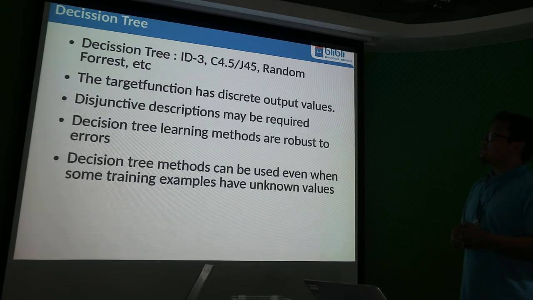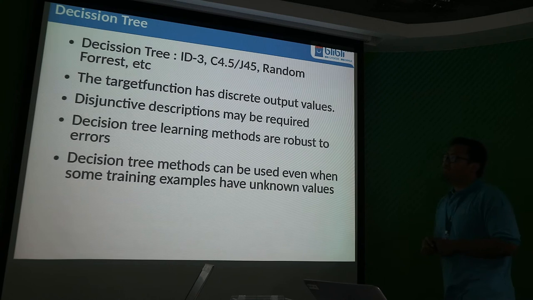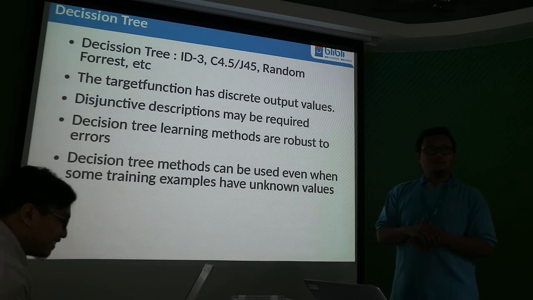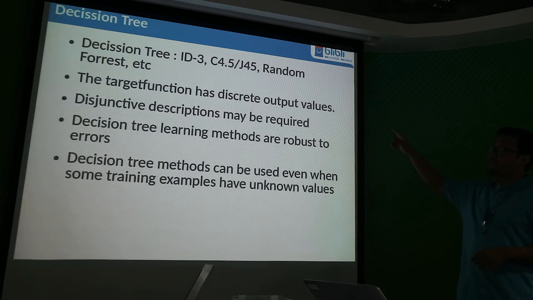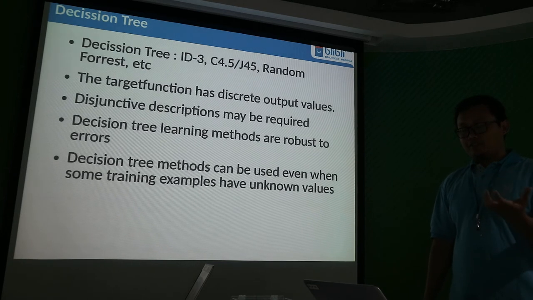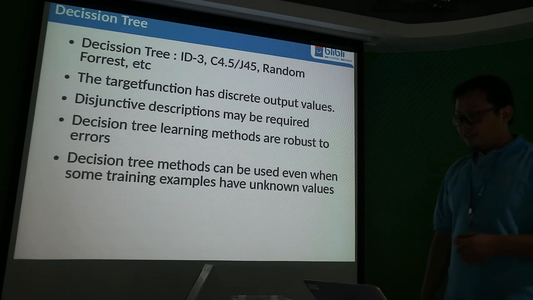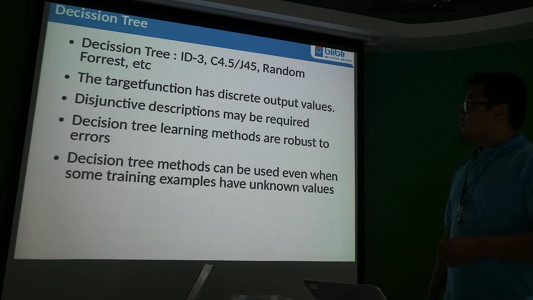Decision tree has a lot of versions, such as ID3, C4.5, or J48. Random forest is basically the set of ID3 or C4.5 trees. After we have the decision from each tree, we do the voting. Decision tree is a supervised algorithm, so the dataset should have the target function, the class label, or the label.